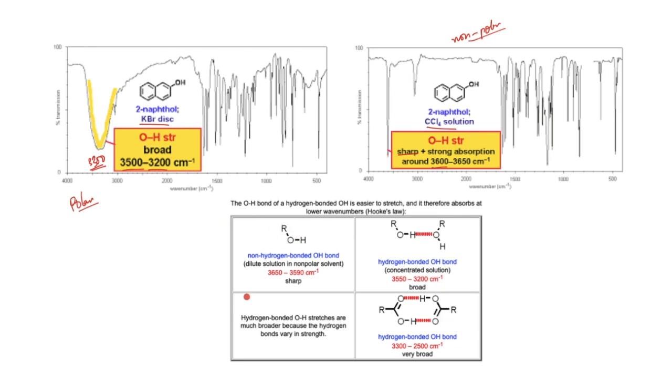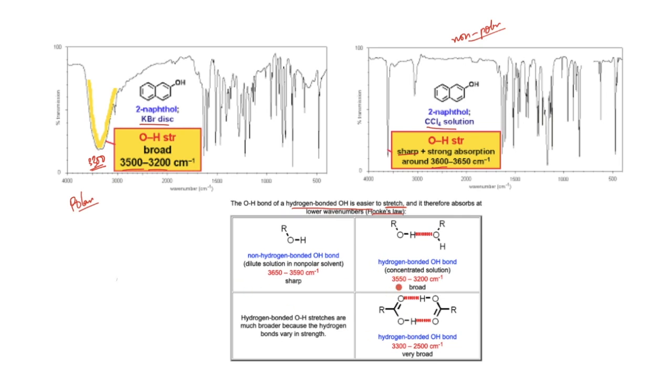Here are some points which I have taken out just to explain this. The OH bond of a hydrogen bonded OH is easier to stretch, and it therefore absorbs at lower wave number, and this is because of Hooke's law. This is a very simple thing: a hydrogen of OH which is hydrogen bonded to another OH will be easier to stretch. You can easily stretch that.